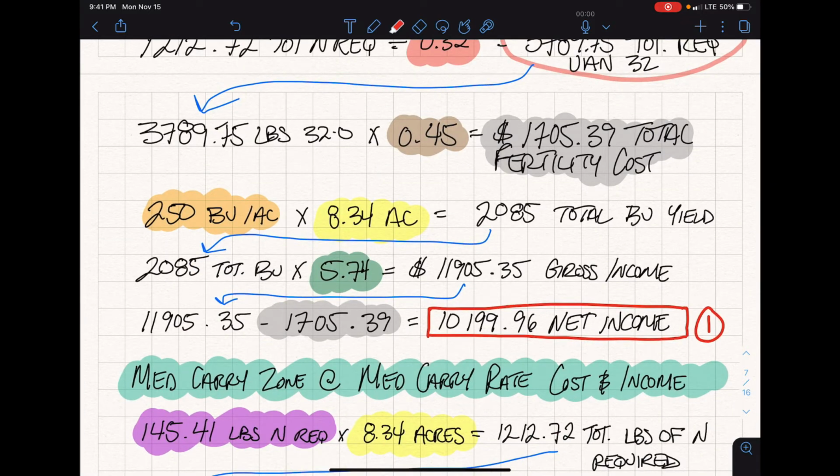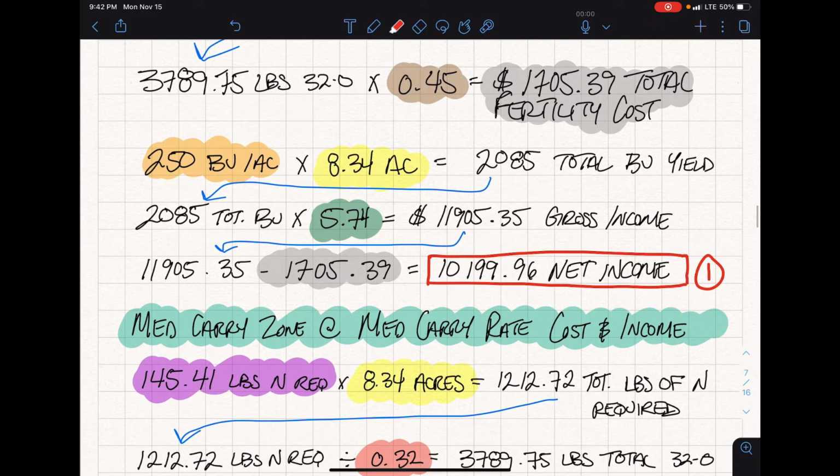In this area, because we are actually over rather than under fertilizing, we will still be able to meet our yield goal. We will take 250 bushel per acre average yield times our number of acres, which is 8.34, and find that we get 2,085 total bushel yield off of those 8.34 acres. If we carry that total bushel number down and multiply it by our December futures cost, we end up with $11,905.35 of gross income off of that area of the field. A reminder, gross means that we have not yet taken the input costs out of our number.